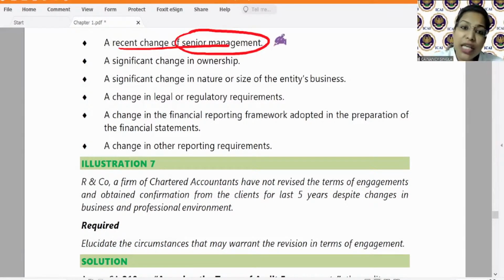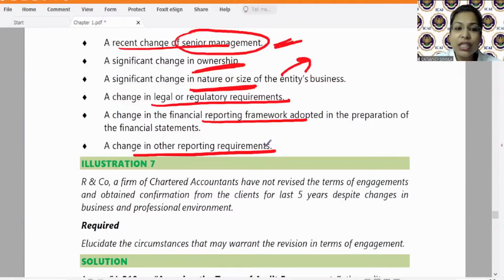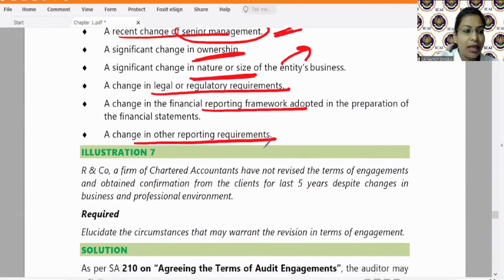Now, if there is a change in the senior management or an ownership change, or a change in nature and size, earlier this company was only trading, now it is doing manufacturing also. Change in legal and regulatory requirements, VAT has moved to GST or some additional tax has been levied, change in FRF or change in other reporting requirements, then obviously since the scope will change, that is why there is a need of sending a revised audit engagement letter. Simple, okay.